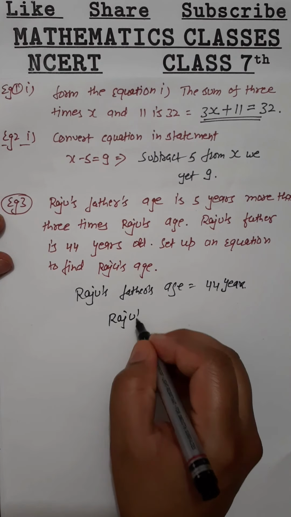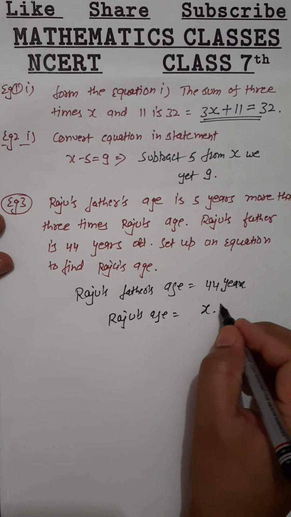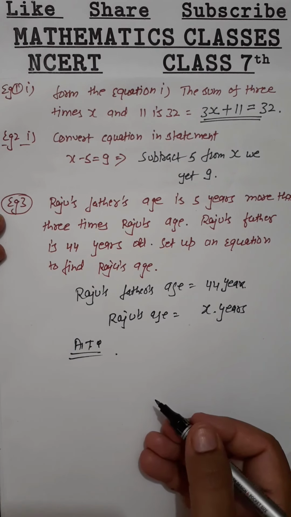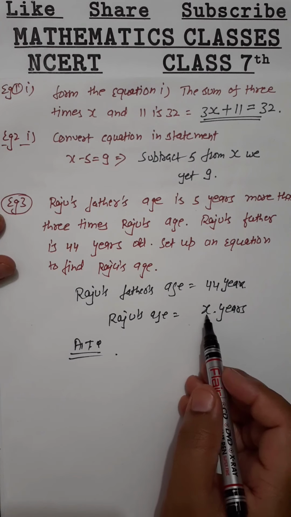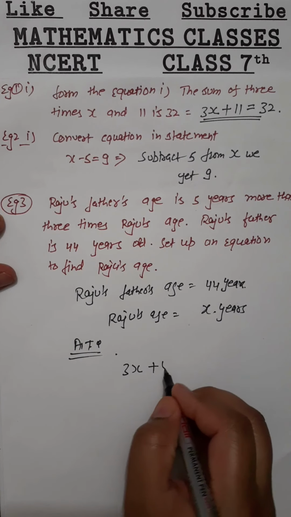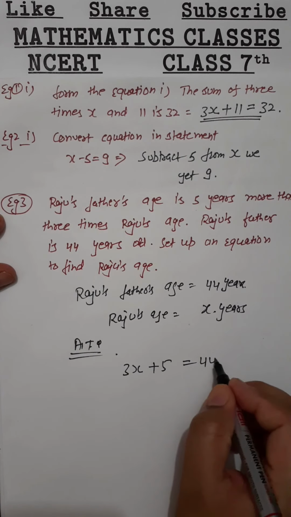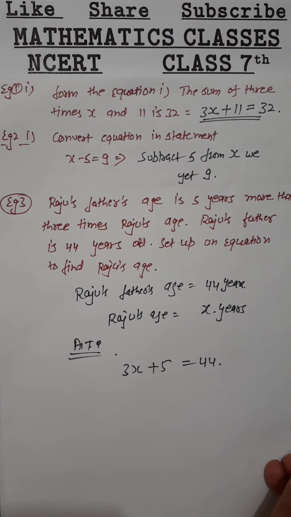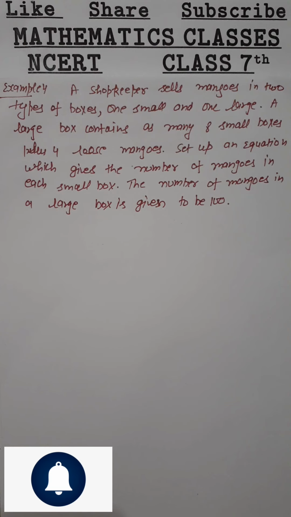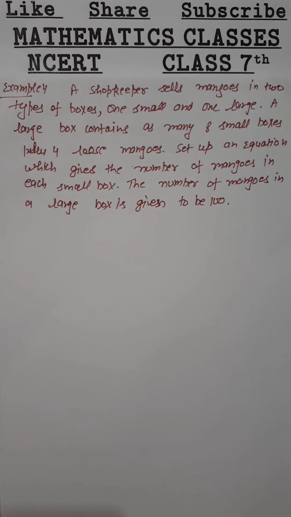Let Raju's age be x years. According to the question, 3 times Raju's age, 3x plus 5, makes father's age equals 44. 3x plus 5 equals 44. That is the equation. We can solve it by using the transposing method and find the value of Raju's age. But we do this solving part in the next exercises.